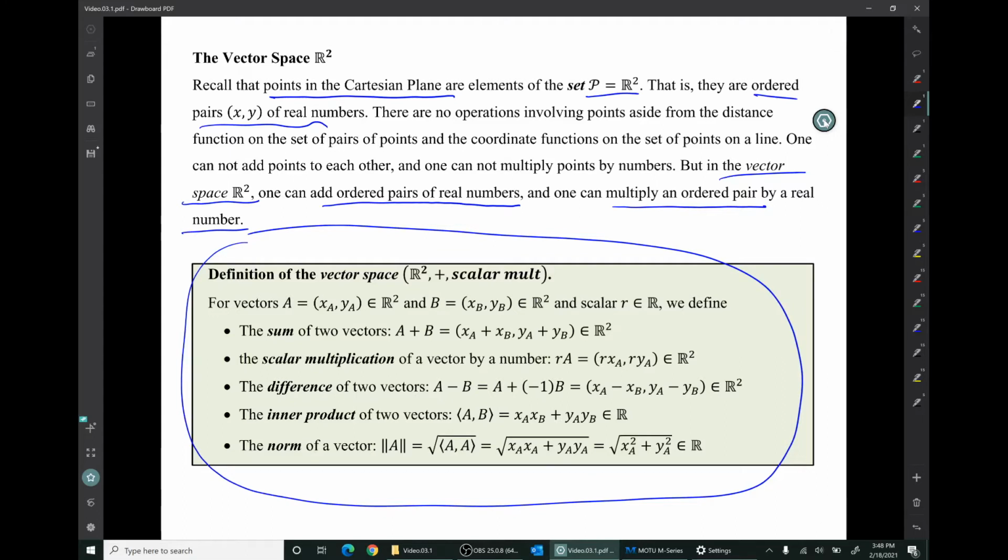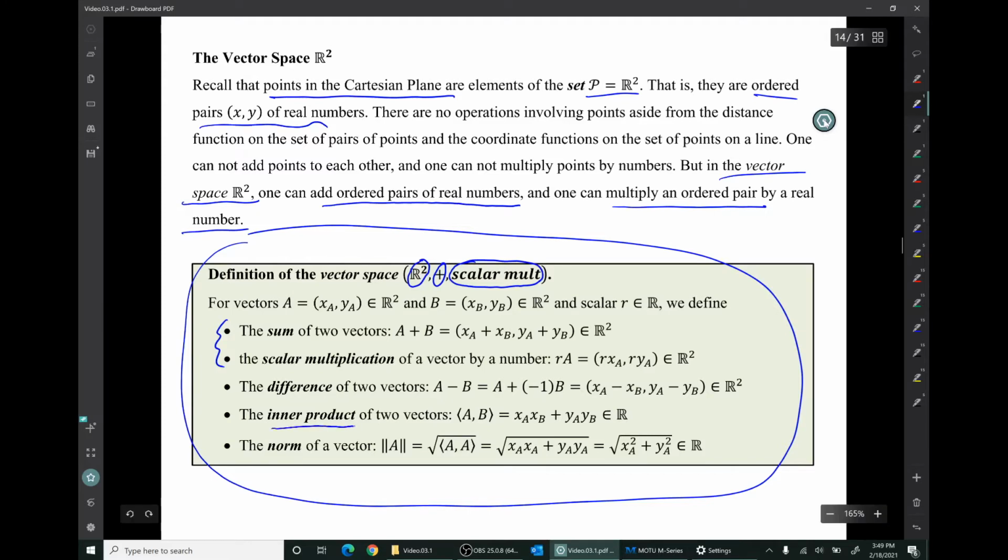So here's the definition of the vector space R2. Now, a vector space is a triple. It's a set, an operation of addition, and an operation of scalar multiplication. So if I want to sell you a vector space, I have to tell you what the set is, and I have to tell you how the addition works and the scalar multiplication works. So that's here. The rest of this is some other sort of additional stuff.